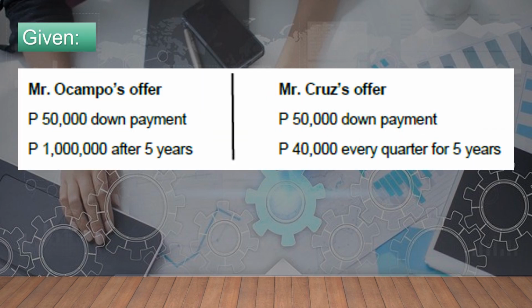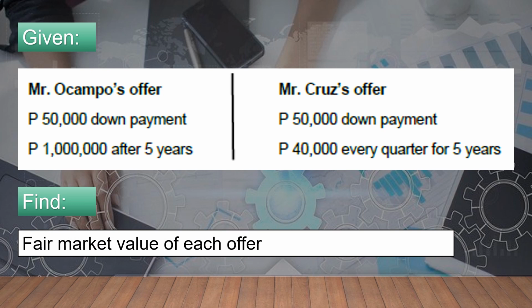Analyzing the given problem, we can come up with the given data. The offer of Mr. Ocampo, 50,000 pesos as down payment, 1 million pesos as payment after 5 years. Now for Mr. Cruz's offer, 50,000 pesos, also down payment, and 40,000 pesos every quarter for 5 years. Now what is asked is the fair market value of each offer. So we have our solution.